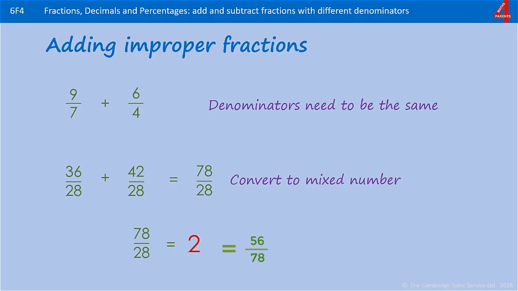How many 28s do we have left over? The difference between 78 and 56 is 22. 2 and 22 over 28. Just check if that can be simplified. And it can, because both 22 and 28 will divide by 2. So that becomes 2 and 11 over 14.